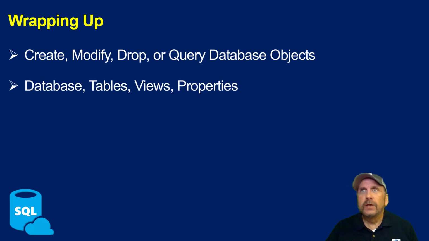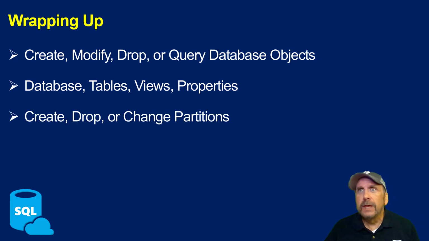So wrapping up, we learned that DDL statements, data definition language, create, modify, drop, or query database objects. We learned that database objects include database, tables, views, and properties. We didn't do views here, but we will use views later. Views are really just saved queries that you give a name, like a table. So you give a table name to them, but it's really a view name, and it just runs the query for you. But we're going to see that later on anyway.